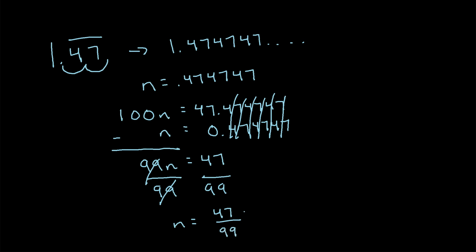Now we want to see, is there a way to simplify this fraction? It doesn't look like it because 47 is a prime number. So our final answer, remember, we had a 1 out front here. So our final answer is actually going to be 1 and 47/99. That's how we can write 1.47 repeating as a fraction.